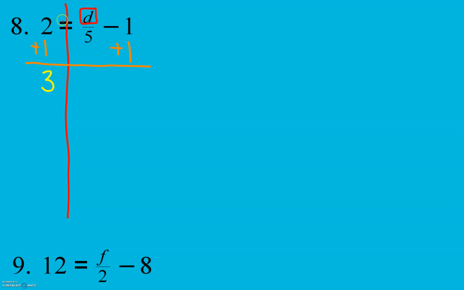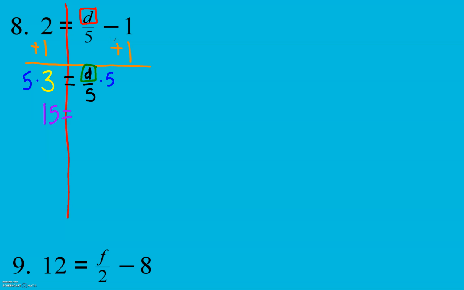I didn't change the fact that these are equal. I also didn't change d divided by 5. Negative 1 plus 1 is just 0, and 0 plus d divided by 5 is itself. Now, my variable is being divided by 5. I get rid of division by multiplying. And whatever I do to one side, I have to do to both in order to keep it equivalent. Here I get 15 on the left.